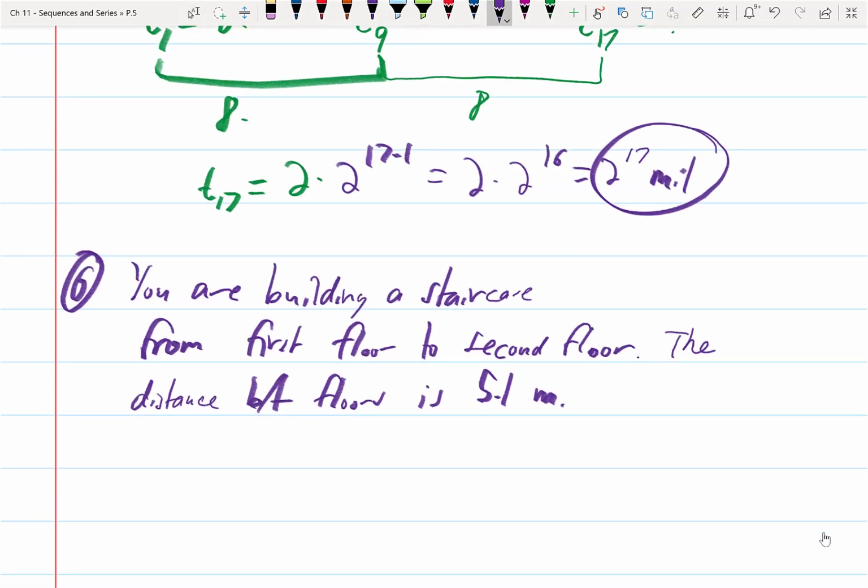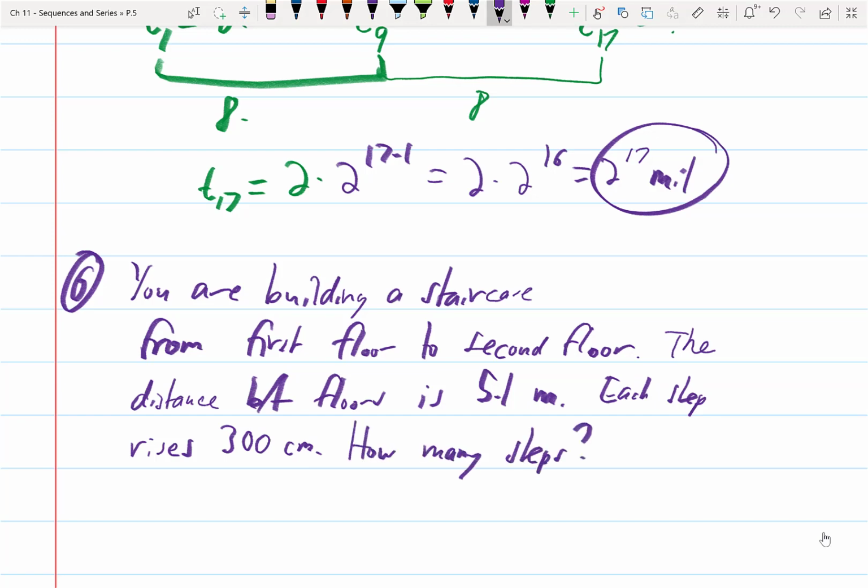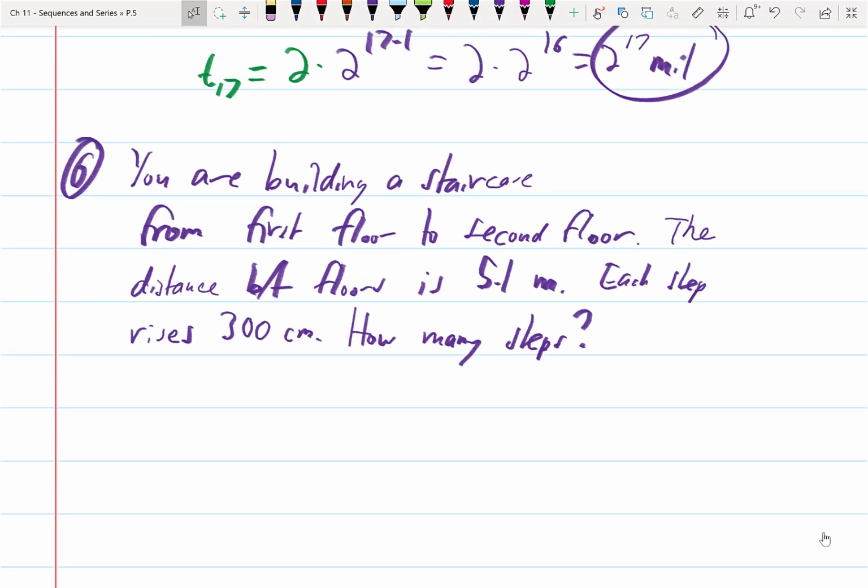We'll say that each step rises 300 centimeters. These are super large steps. That's a third of a meter. No, wait, 300 centimeters is 3 meters. These are stupid steps, Mr. Payne-Elliott.